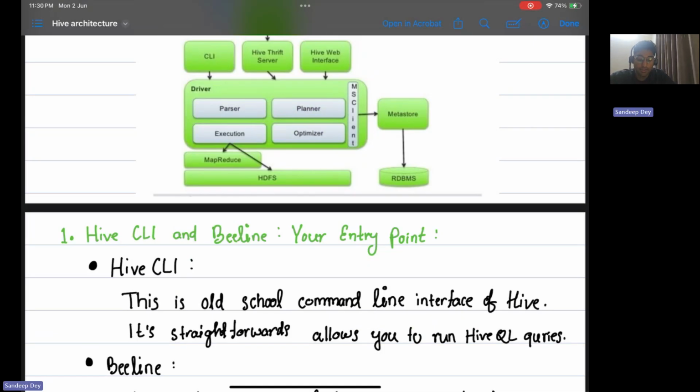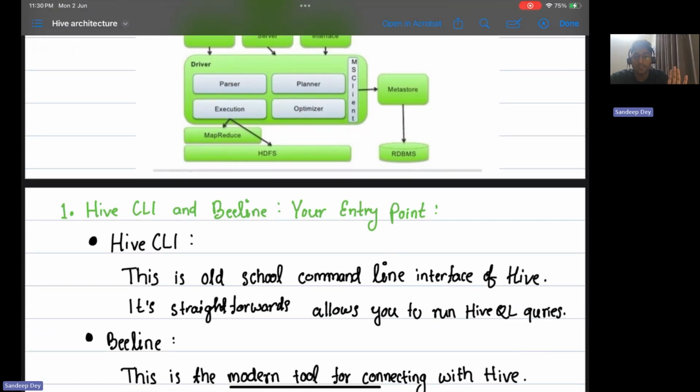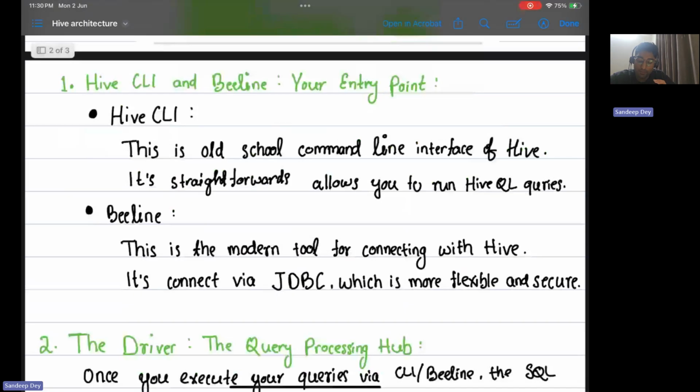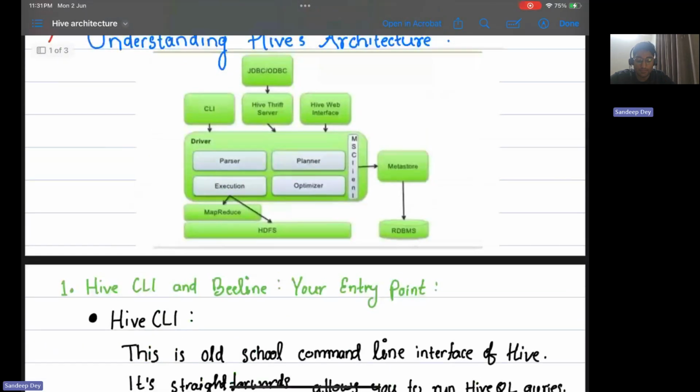As I mentioned, at the entry we have CLI or Beeline. In the old days we used Hive CLI, which directly allows you to fetch the SQL queries. But Beeline is the modern tool for connecting with Hive. Why? It connects via a JDBC connection, which is the most secure, flexible connection. So now we are using Beeline for entering into the machines. The first step is CLI or Beeline; you can replace CLI with Beeline.